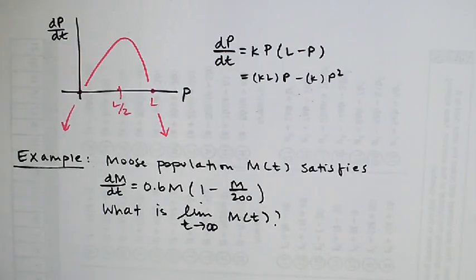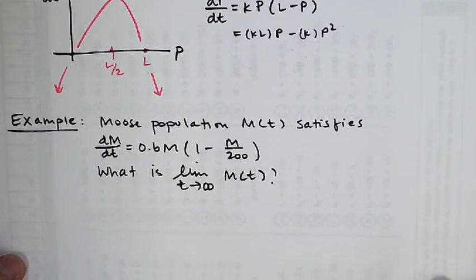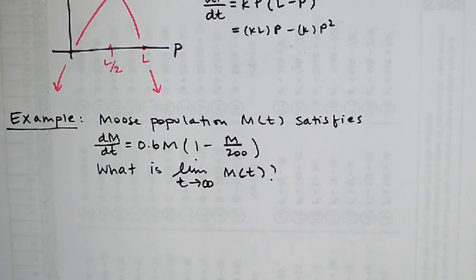Here we go. All right, so let's do a quick example. This one is from the selection of College Board questions. There's the moose population, and we're going to call it M of t. It satisfies the logistic differential equation dM/dt is 0.6 times M times 1 minus M over 200. What is the limit as t approaches infinity of M of t?